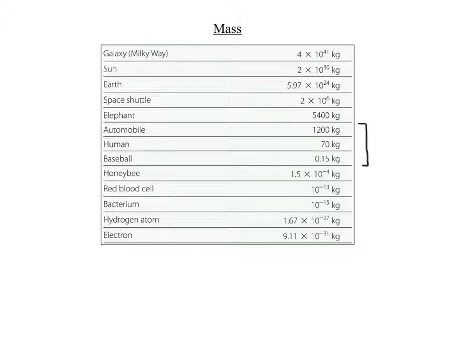Automobile. When I was a kid, I was taught that an automobile was like a ton. And the word ton was used very liberally when I was a kid. Oh, there's a ton of food here. There's a ton of this. But what is a ton, actually? Anybody know what a ton is? 2,000 pounds. So this says 1,200 kilograms. That would probably be what? 2,400, a fifth of that would be 240.